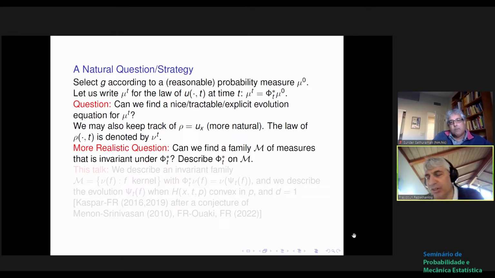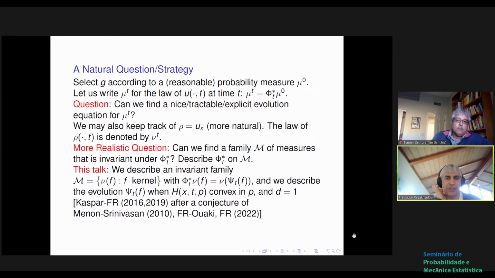In general, that would be impossible, but perhaps for a more realistic question, you may ask whether you can find a nice family of measures such that if initially the law is in this family, at a later time you stay in that family. Then in this family, you have a more manageable problem, and you want to know whether you can describe the dynamics as you stay in that family. And as we will see, often that family is parameterized by certain functions, and then you want to have a description for the evolution of that function.